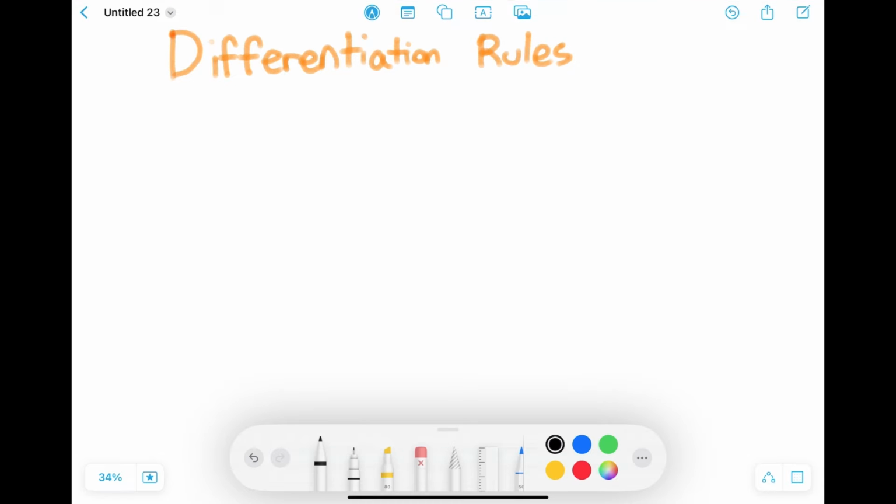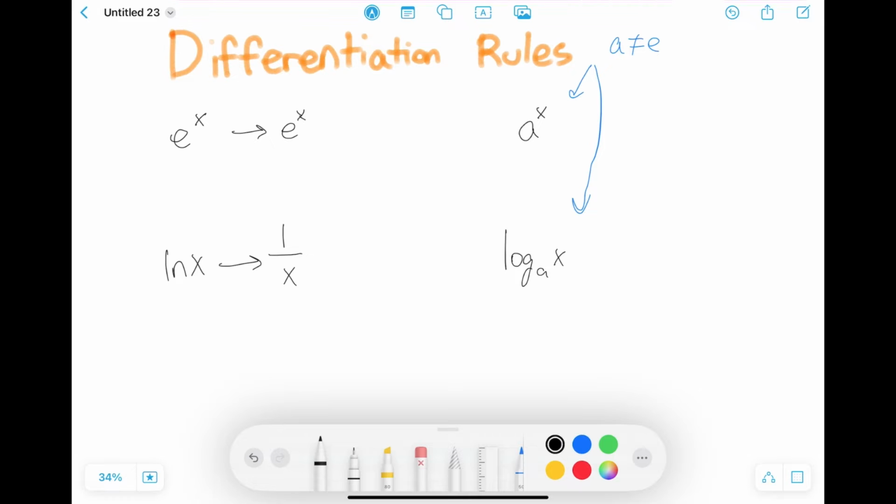So you have exponentials and logarithmics. This would be e to the x, a to the x, ln x, and log base a of x. And in this case, for both of these things right here, we're assuming a is some number that's not equal to e, because if it is equal to e, we just use the left two things. So e to the x is unique because its derivative is actually itself. Then the derivative of ln x is 1 over x.